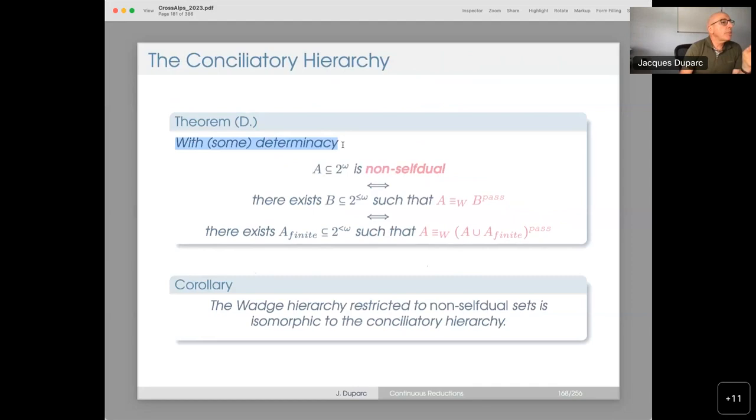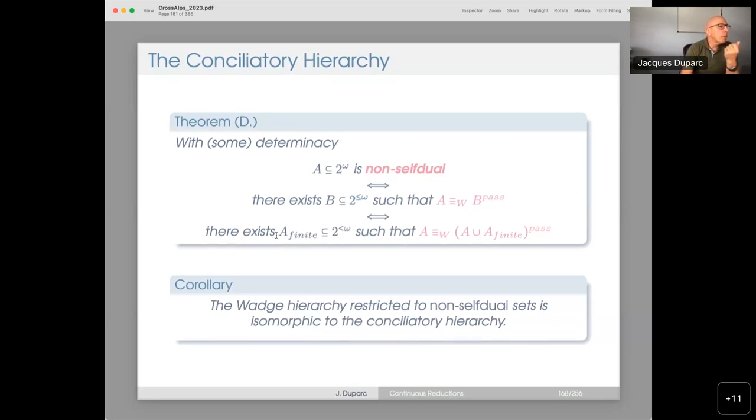More interesting than that, here I wrote "with some determinacy". By this I mean, if you are considering the Borel sets, you already have determinacy. This would work for analytic sets, sigma 1 1, if you have determinacy for a given class. But just think that we're talking about the Borel sets, so we have determinacy. A subset of the Cantor space is non-self-dual, so the ones we're interested in inside the Cantor space, if and only if there exists some conciliatory set B, a set of finite and infinite sequences, such that A is Wadge equivalent to B pass. Remember, B pass is just you go from being inside this set to being inside the Cantor space by cramming in passes after every sequence that belongs to B.